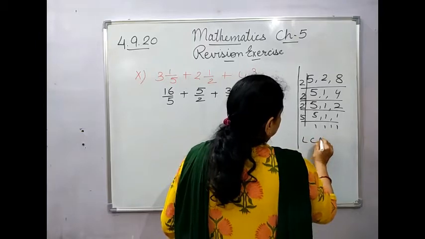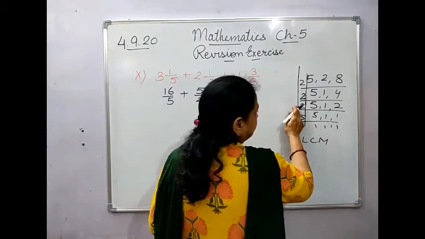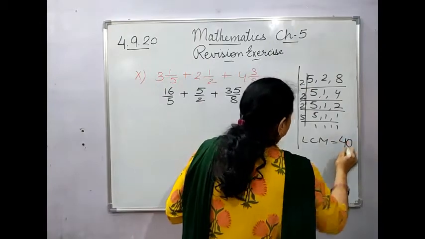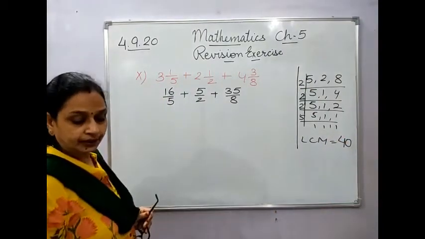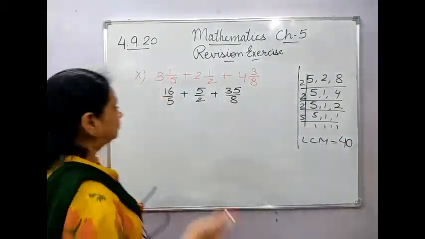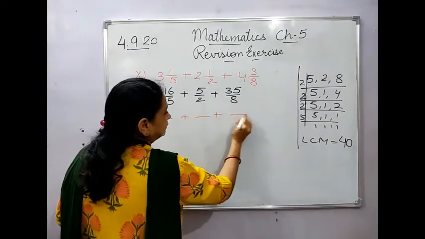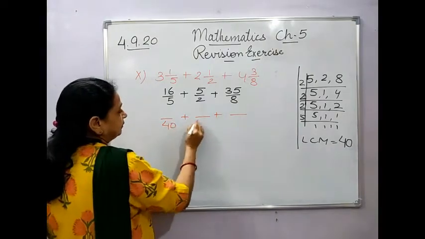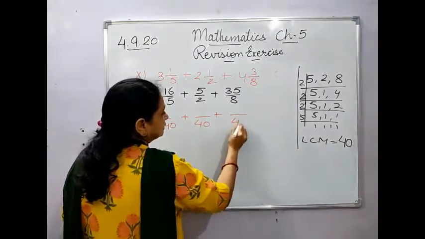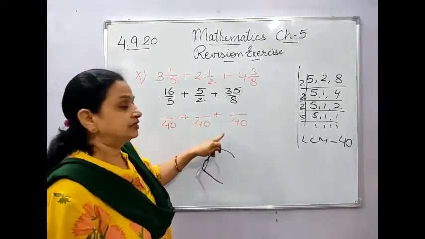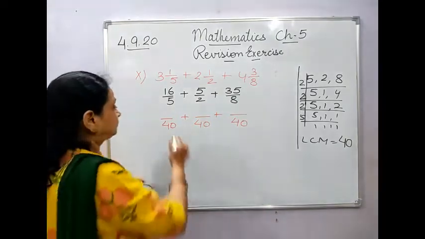So the LCM will be: 5 2s are 10, 10 2s are 20, 20 2s are 40. Okay. Now what will you do? You will write the LCM to make the denominators the same. Once you get the denominator the same, you will form the equivalent fraction of all these with denominator 40.